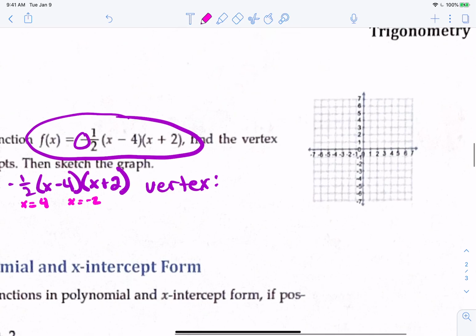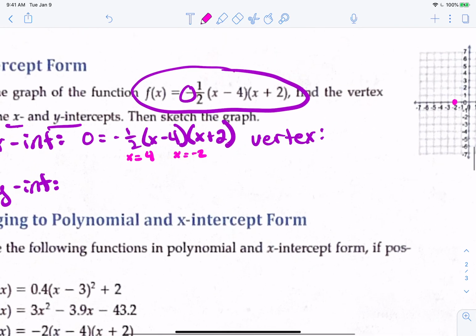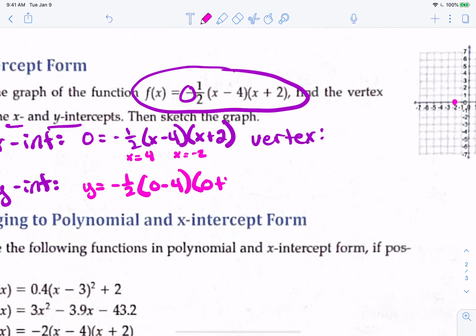I'm going to put that on the graph. Positive 4, negative 2. That's where it's crossing, right? And it's going to be a frowny face. For the y-intercept, I plug 0 in for x. So I've got y equals negative 1/2, 0 minus 4, 0 plus 2. I'm plugging 0 in for the x's. Okay, so let's write this out. Negative 1/2. 0 minus 4 is negative 4. 0 plus 2 is 2.